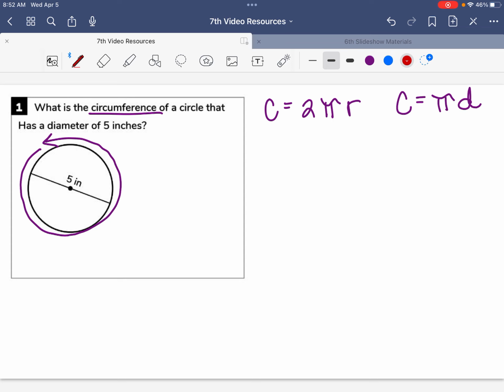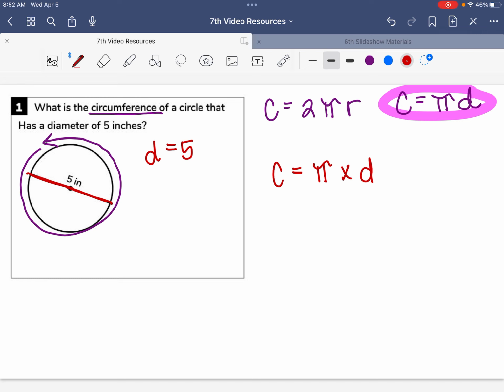And so I look at my picture and I see that they gave me the entire distance across the circle through the center. So I know that the diameter is 5. So I'm going to use the second circumference formula and say circumference is equal to pi times diameter. And I know that my diameter is 5. The value that we use for pi is 3.14. So 3.14 times 5 will give me my circumference.